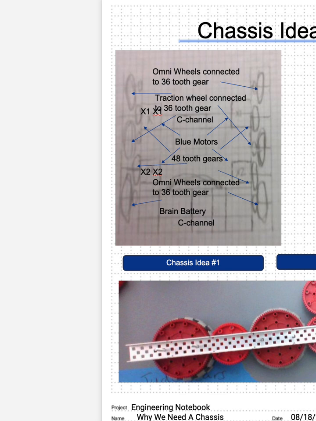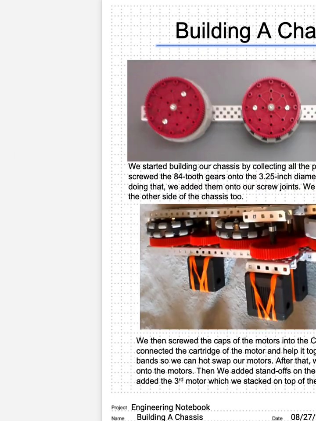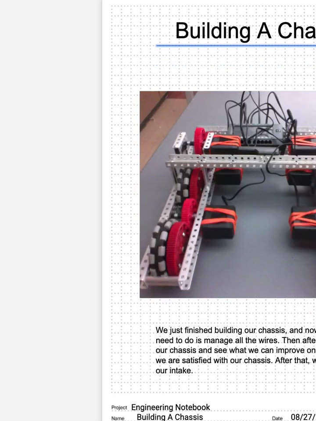And then after you brainstorm ideas, you're going to do a decision matrix. A decision matrix is also pretty important. I'll talk about that later, but that's choosing the solution. And then you're going to build the solution. And after you build the solution, you're going to code the solution, which, let me get there.